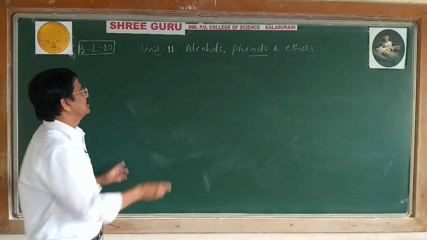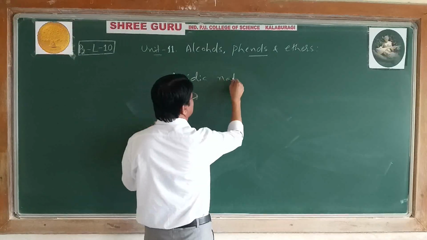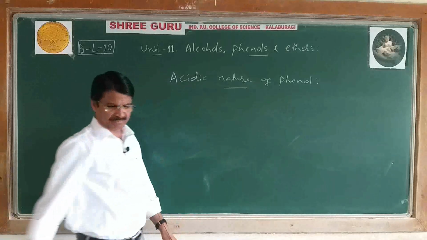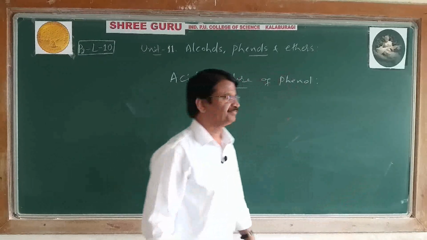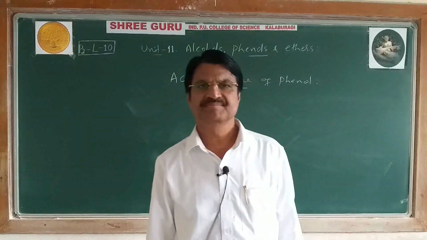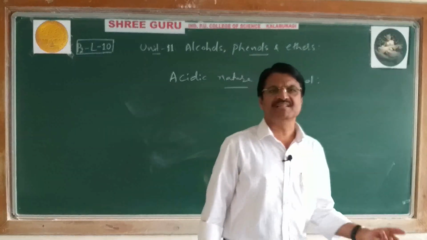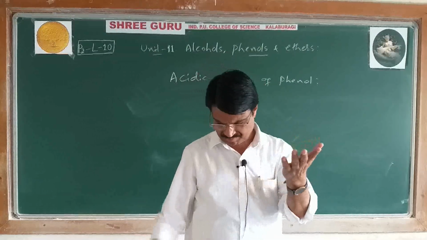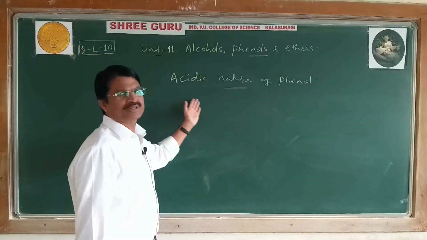Next, the acidic nature or acidity of phenol. This part is very important, so carefully hear all the points whatever I am telling about acidic nature. Phenol is acidic, not an acid. I will prove phenol is acidic, but not an acid, just like alcohol. Alcohol is said to be acidic, not an acid. The difference between acidic and acid I covered in the alcohol topic. I will repeat it once again in case of phenol.